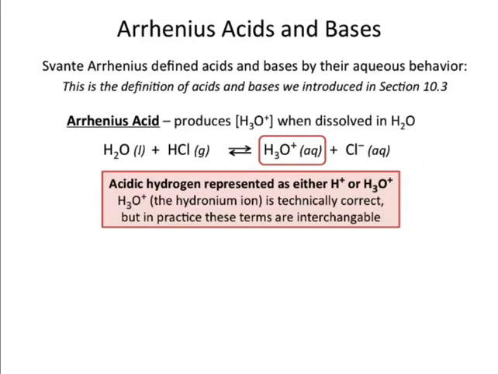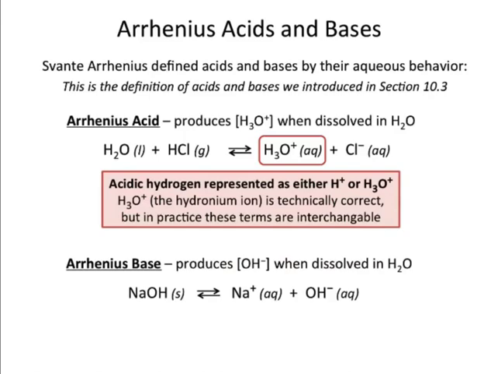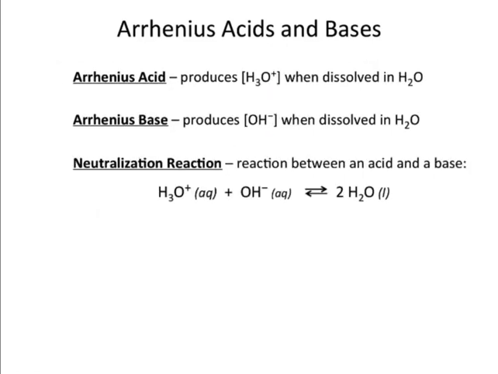Okay, so that's the Arrhenius acid. Then an Arrhenius base produces hydroxide anion when it's dissolved in water. So sodium hydroxide produces Na+, OH-. So then in the Arrhenius definition, when we talk about a neutralization reaction, which is a reaction between an acid and a base, in effect we're saying, well, since the acid produces H3O+, it reacts with the base, which produces OH-, and this makes water.